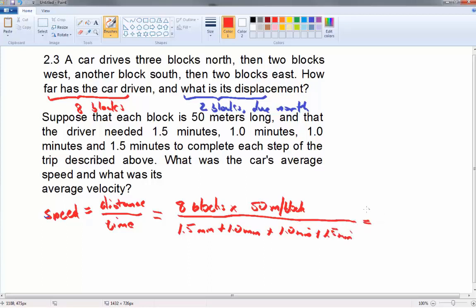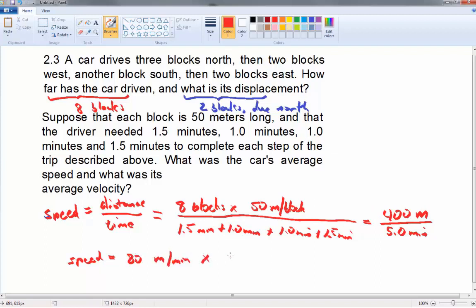So if you multiply 8 by 50, you get 400. So it's 400 meters divided by 1.5 plus 1 is 2.5, plus 1 is 3.5, plus 1.5 is 5. So 5.0 minutes. So the speed in this case is going to be 400 divided by 5, which you can see since 8 times 50 was 400, then 80 times 5 is also 400. So the answer to this must be 80 meters per minute.